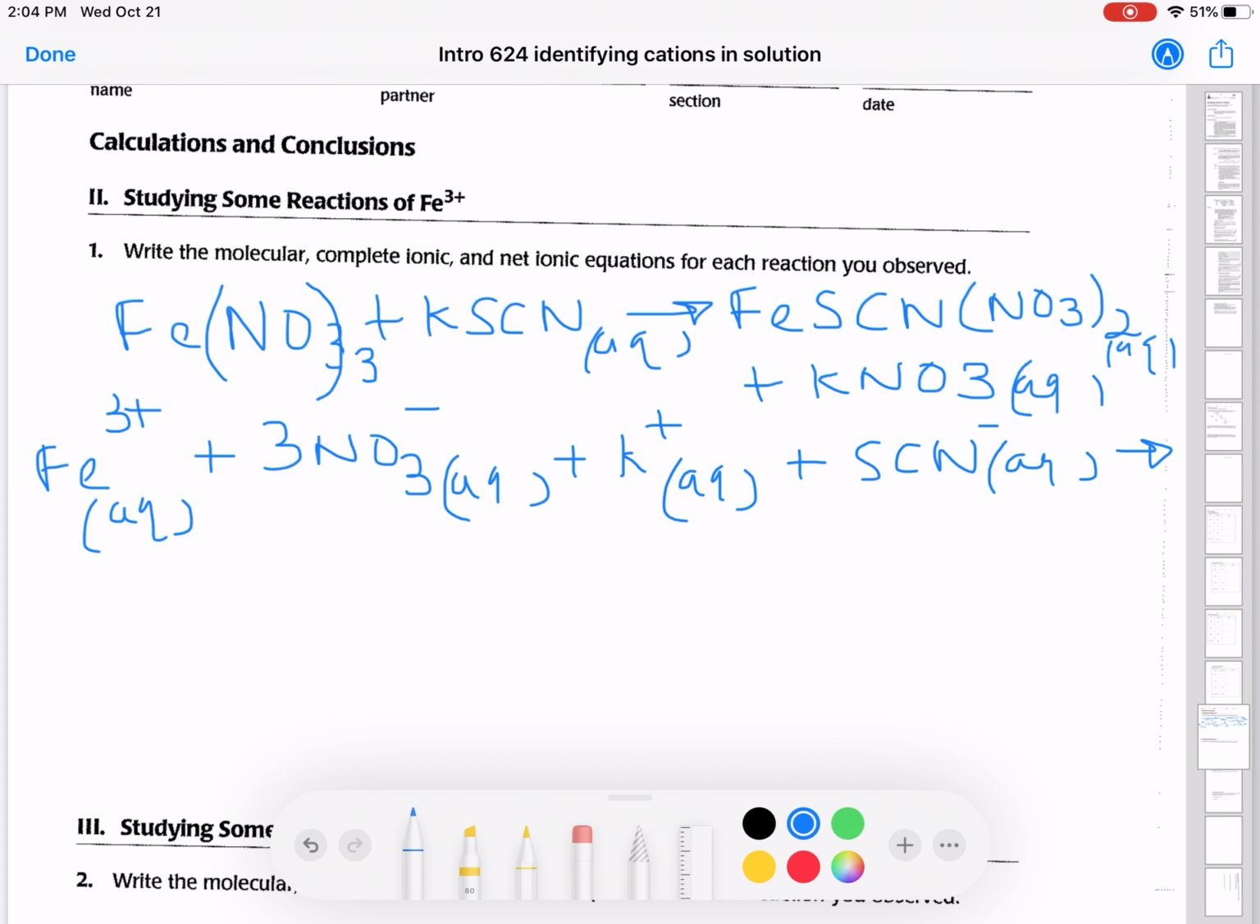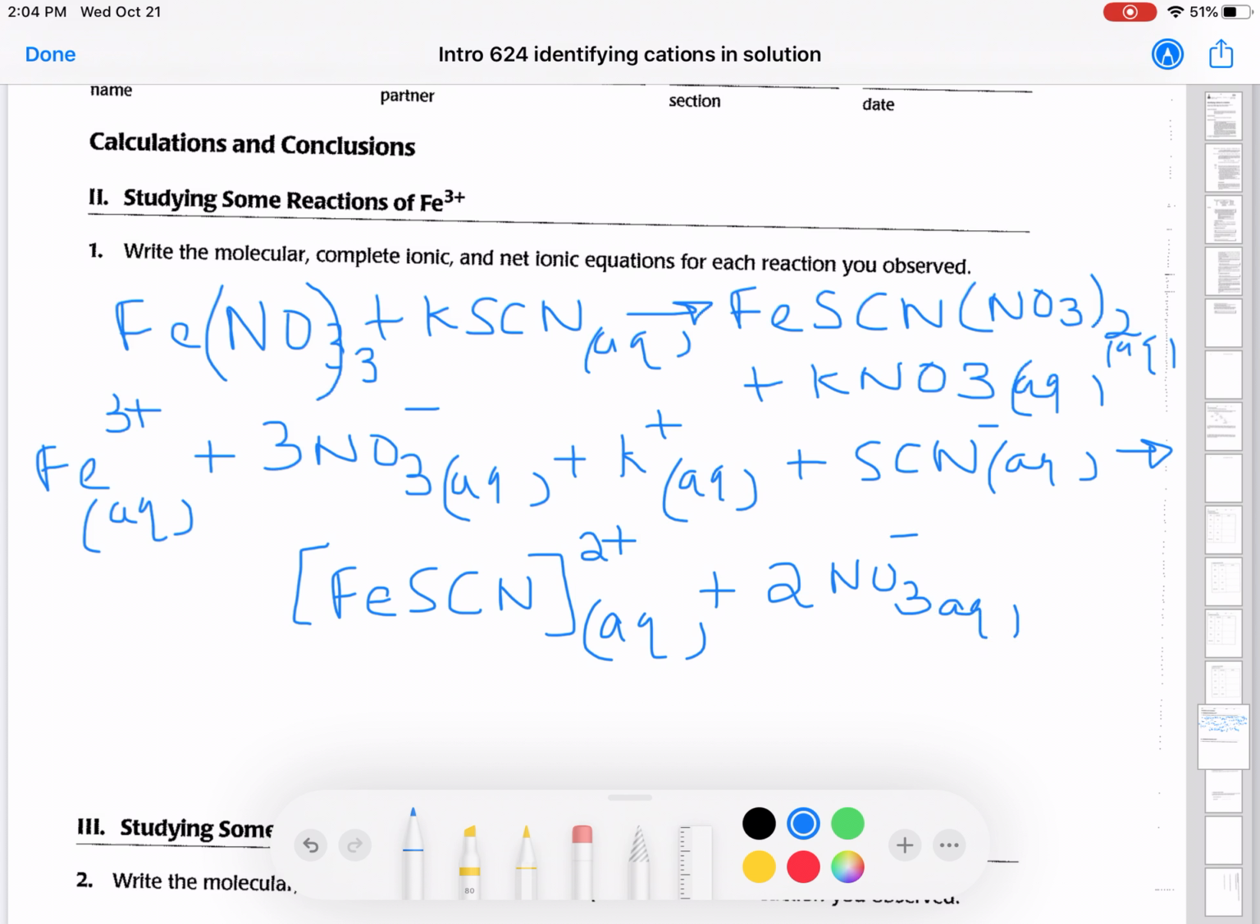And your products: iron thiocyanate nitrate is going to separate into 2 ions. One is FeSCN, and that's going to stay as a 2 plus charged complex, plus nitrate. There are 2 nitrates, aqueous, and then the potassium nitrate, K plus plus NO3 minus.